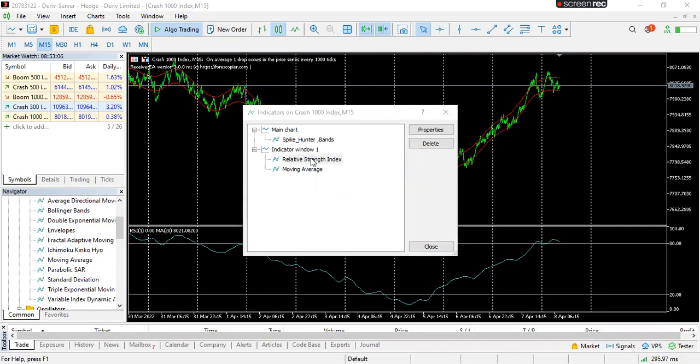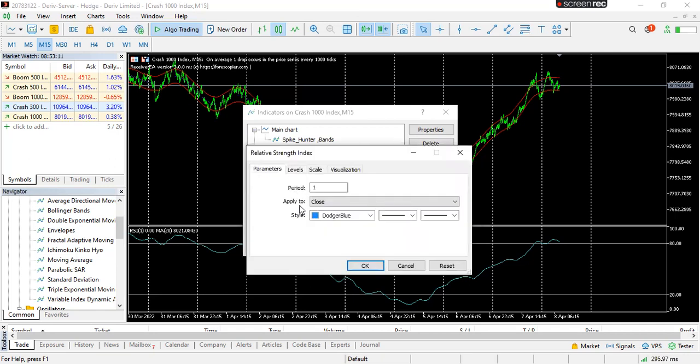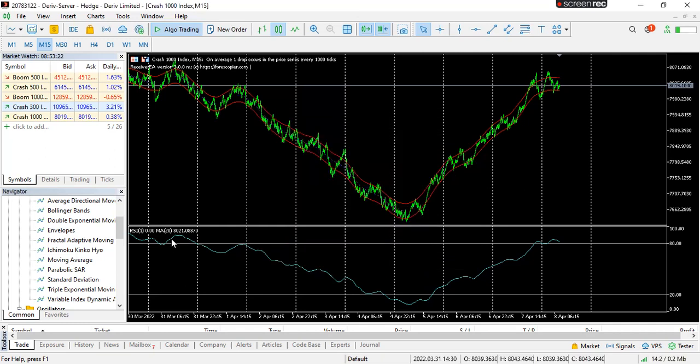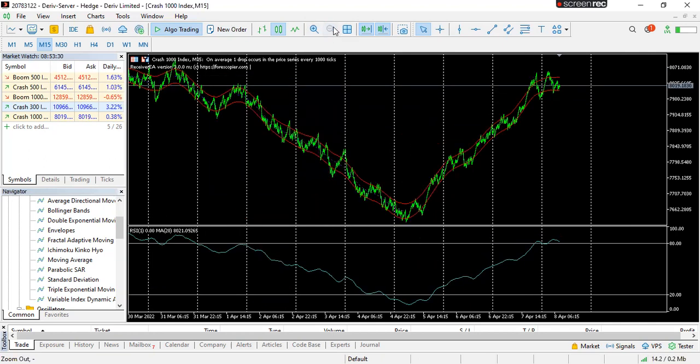Okay, so the RSI is period 1, apply to close. Yeah, simple levels 20 and 80. All right, so what you want to see is for it to cross above or below the level 80 or 20 respectively. I know a lot of people would say once it touches level 80, you enter a sell, or once it touches level 20, you enter a buy. That is not how to use the RSI, okay? That is not how to use the RSI, especially when you are merging it with another indicator.